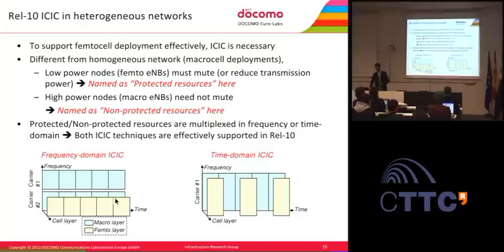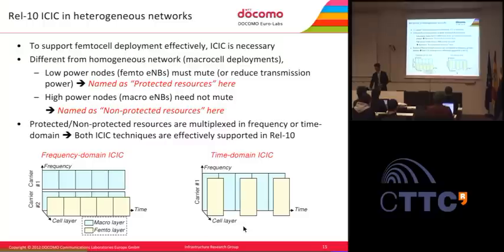So for example, in the frequency domain, imagine that the blue squares correspond to the macro layer and the yellow ones to the femto layer. So the femto layer could simply not transmit on a particular carrier and thereby not cause interference, and then these ones could be used for the very vulnerable UEs. So UEs at the cell edge, or for example UEs which lie within a femtocell.